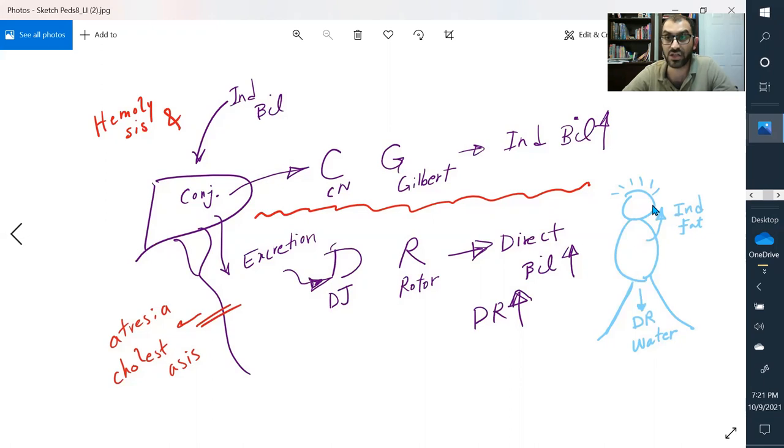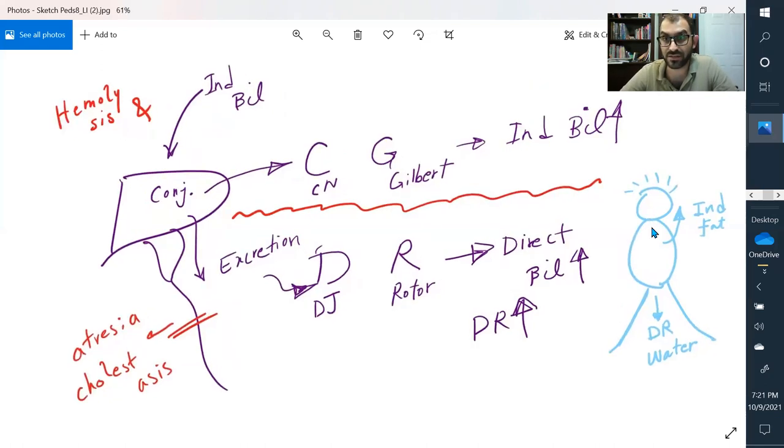Indirect, if this direction is direct, the other direction is indirect. Indirect goes indirectly into my brain, gets deposited in my basal ganglia, and causes kernicterus. Indirect is attached to albumin, so it's fat soluble, not water soluble. It can pass through the blood-brain barrier and gets deposited in my basal ganglia, causing kernicterus.